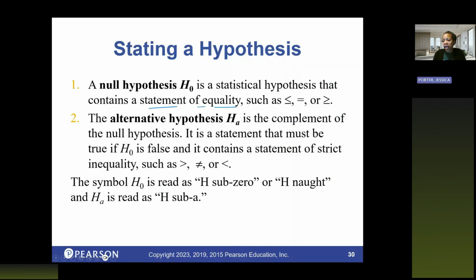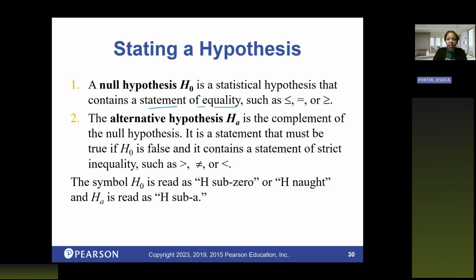The symbol H sub 0 is read as H sub 0 or H naught. I never say H naught. I just don't. I had a professor that did. Either way is fine. Whatever floats your boat. H with an A as the subscript is called H sub A.